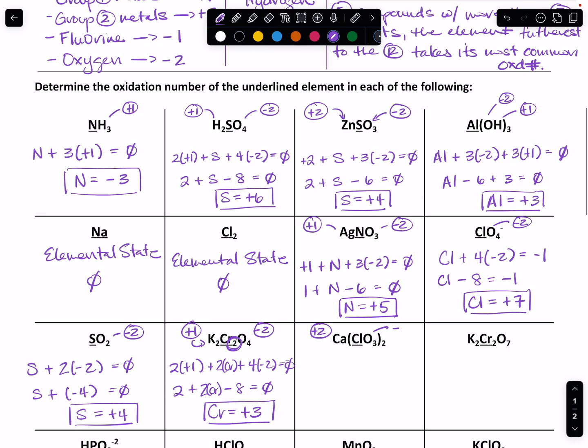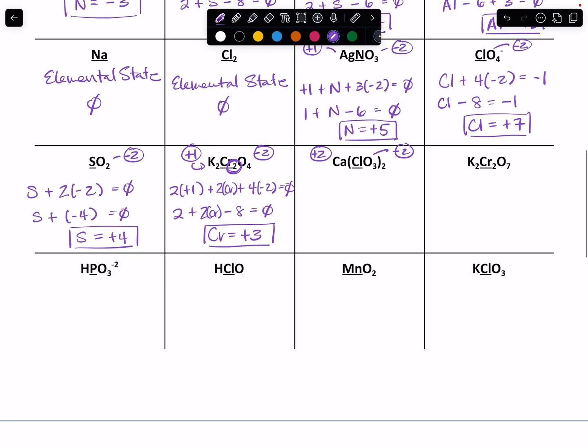Calcium's +2, oxygen's -2. So we have +2. Now, if we have this outside, that means I have 2 chlorines plus 2 times 3, 6 oxygens, neutral molecule. So we're going to have 2 plus 2Cl minus, oop, not 8, 12 equals 0. So we're going to have -10. We'll take it over, becomes +10, divide by 2. So chlorine's oxidation number here will be +5. All right, come over here.